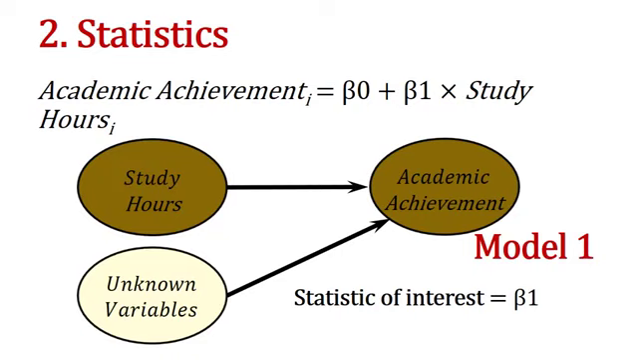Obviously there are also unknown variables, and the mathematical model is a linear model with beta 0 as the intercept and beta 1 as the slope. So basically beta 1 tells us the effect of study hours on academic achievement, and for this example we are going to ignore the other variable, teaching quality. Okay, so we've got the statistic beta 1, which is what we are interested in. So we have to obtain the summary statistic in our sample.